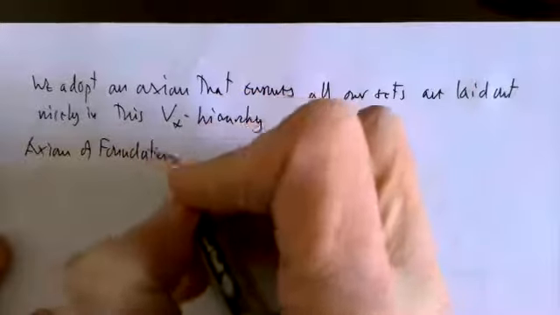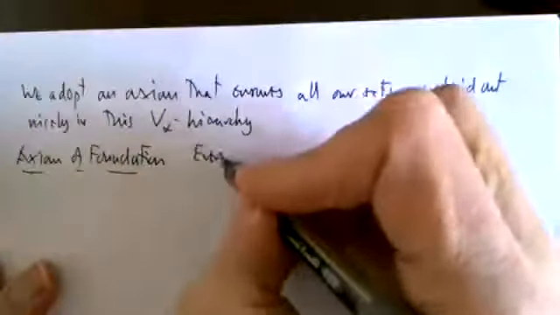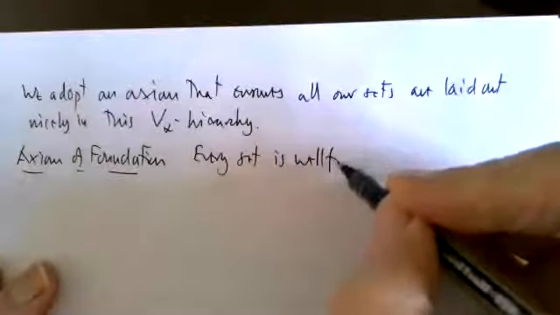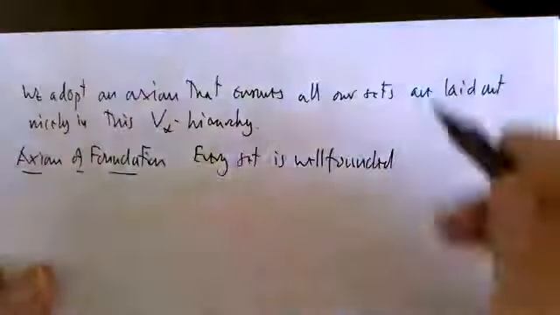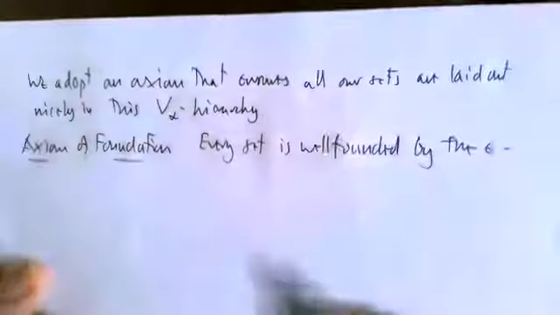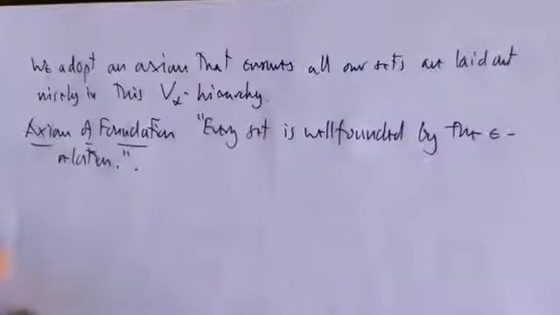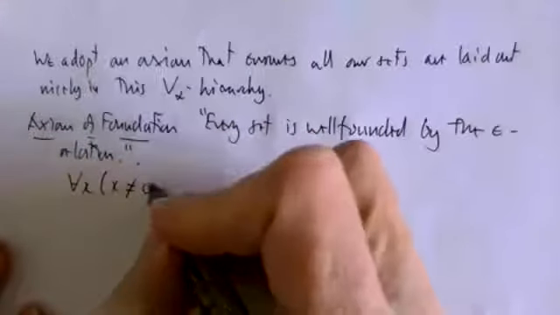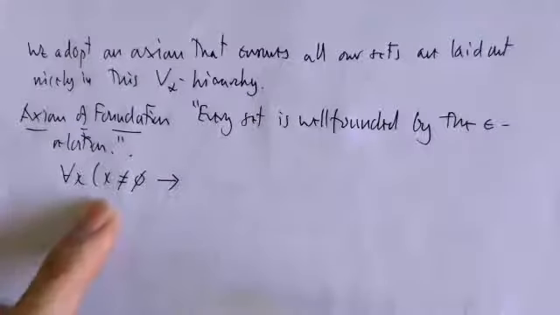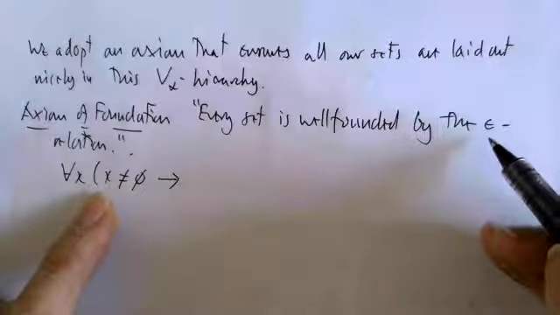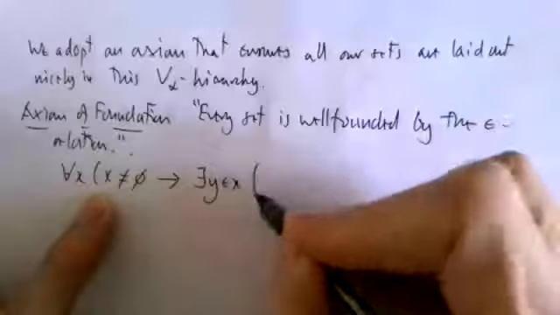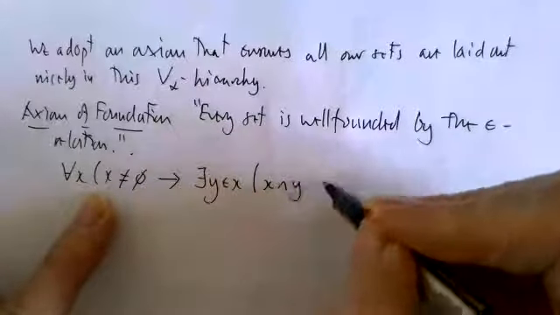And this is the last axiom of Zermelo-Frankel set theory that we're going to consider. Well, it's the last axiom that there is. We've considered all of the others. So we say that every set is well-founded by epsilon. So officially, if X is a non-empty set, there should be an epsilon element of X which is minimal. So there is a Y in X, such that X intersect Y is empty.